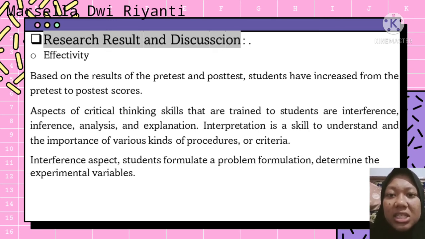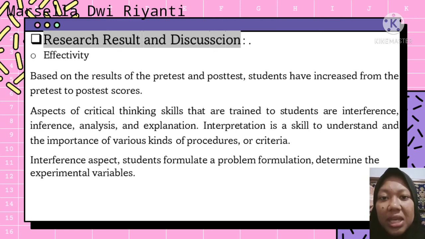Interpretation is a skill to understand the importance of various kinds of procedures or criteria. In the inference aspect, students formulate a problem formulation and determine the experimental variables. The interpretation stage is seen in the second stage of inquiry learning, which presents the problem of inquiry or an inconsistent event.